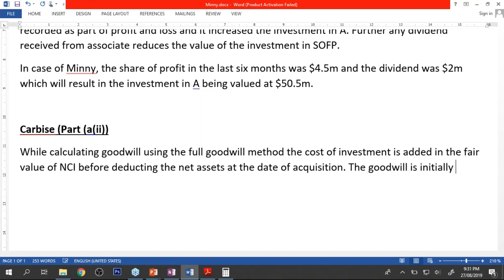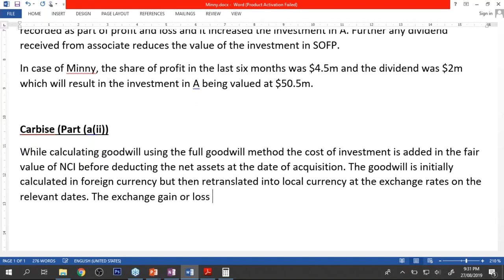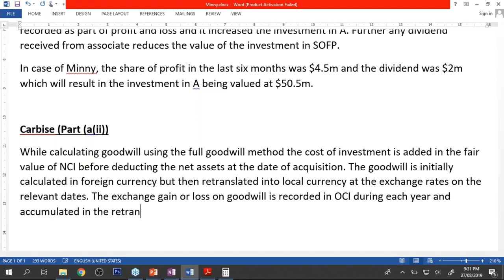The goodwill is initially calculated in foreign currency but then retranslated into local currency at the exchange rates on the relevant dates. The exchange gain or loss on goodwill is recorded in OCI during each year and accumulated in the retranslation reserve in the statement of financial position.